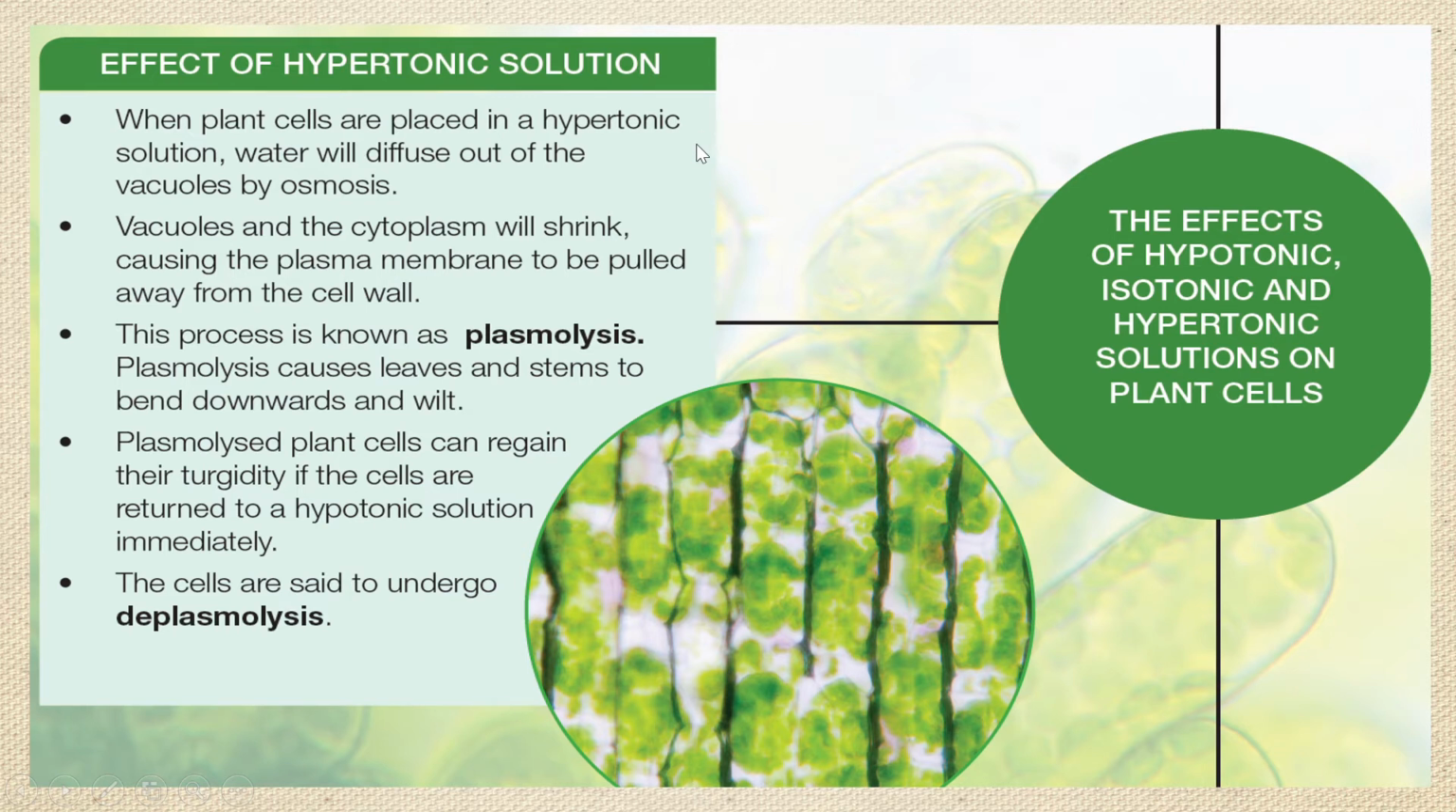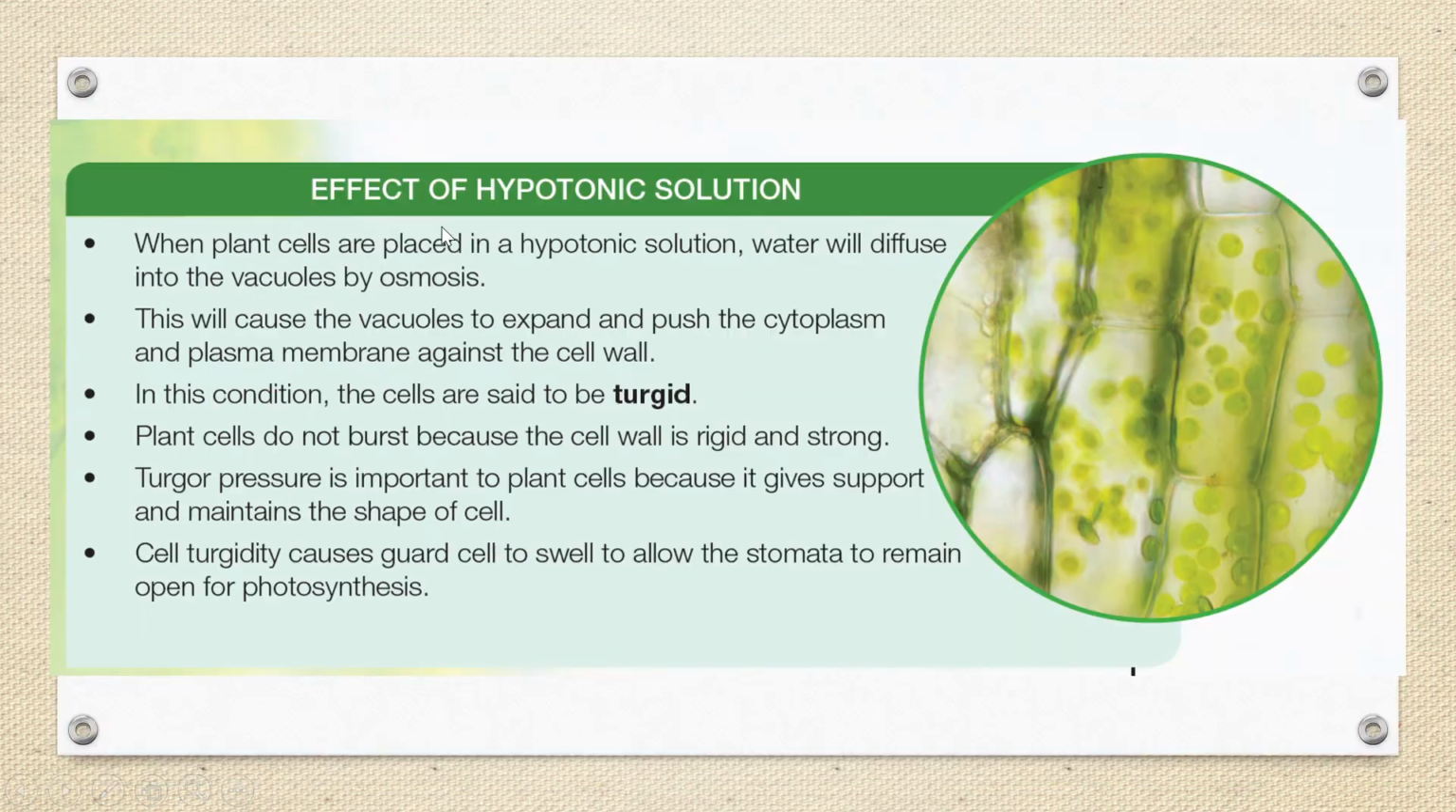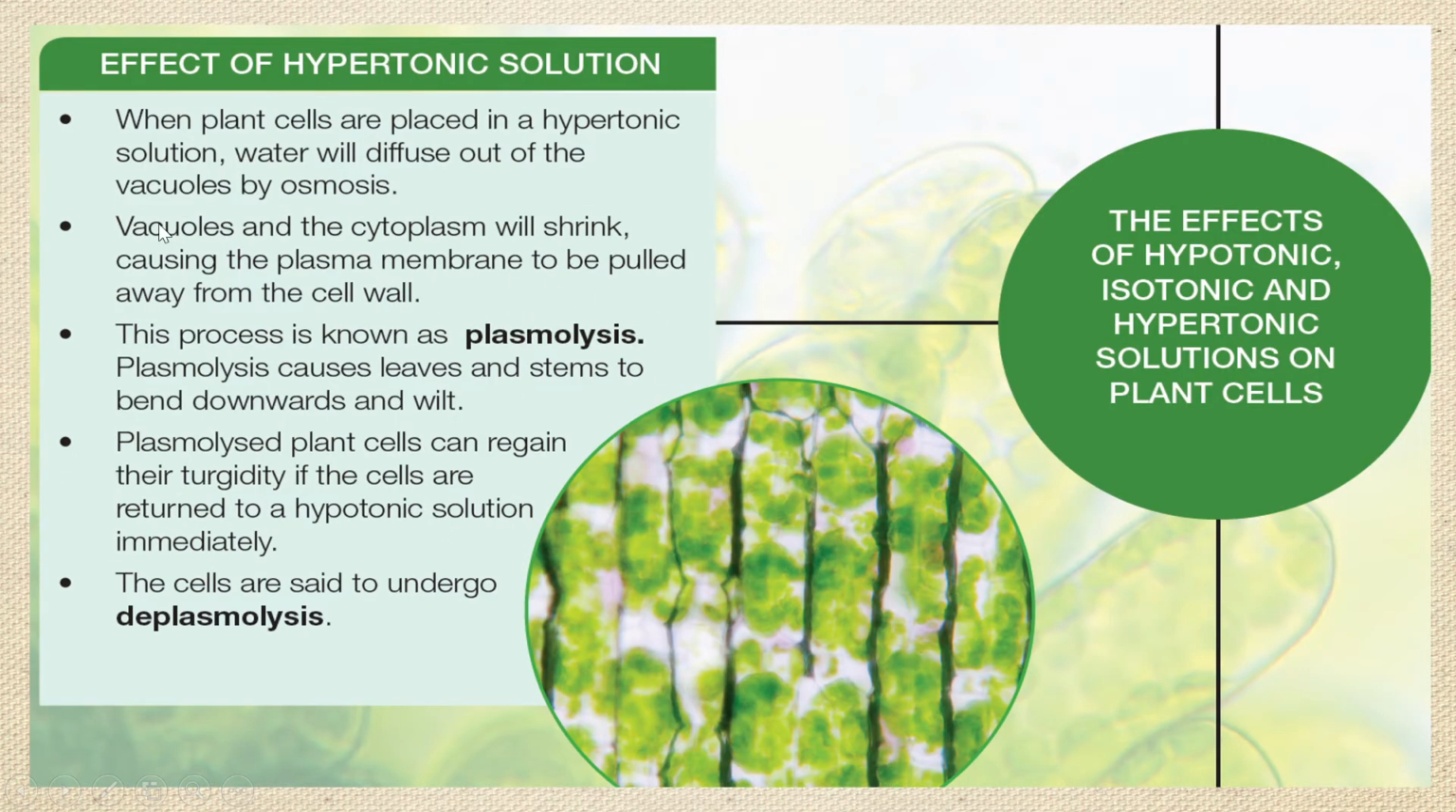Okay, so having done the first step, which is to identify the concentration of the solution, and having determined the direction of the water movement, next is the observation. Here you need to predict the observation. So what happened to the vacuoles and the cytoplasm? It's actually opposite to the first one. In this case, the vacuoles and the cytoplasm will shrink. Use the words "will shrink". Put in the terms vacuoles and cytoplasm.